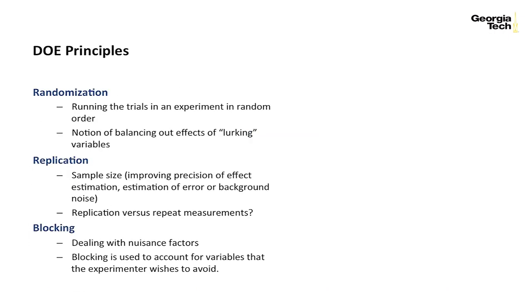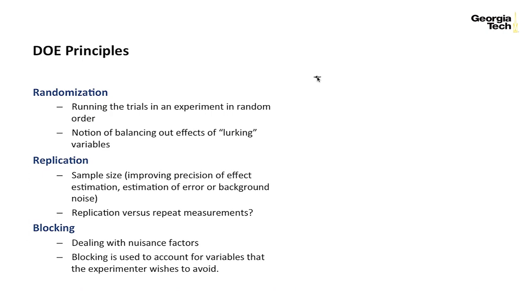So what are the DOE principles? There are 3 important principles in DOE that we need to be aware of when we are running the experiments and analyzing the data. The first one is randomization. Randomization means if you are going to do, let's say, 16 experiments, you need to randomize the order of those experiments. Let me give you one example.